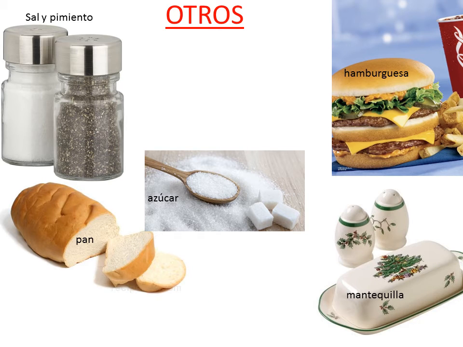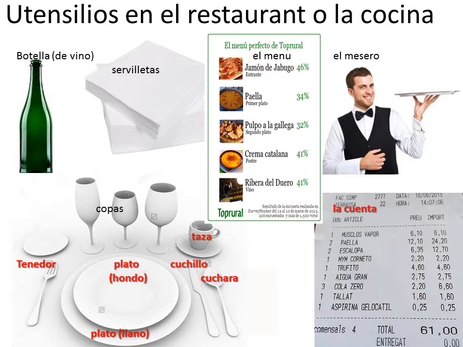Some other important vocab is salt and pepper, sal y pimienta, hamburguesas, sugar, azúcar, bread, pan, and butter, mantequilla. Some things you use in the restaurant is utensils or utensilios, like silverware, menu, things like that. Bottle, botella, could be botella de vino, botella de cerveza, botella de agua.